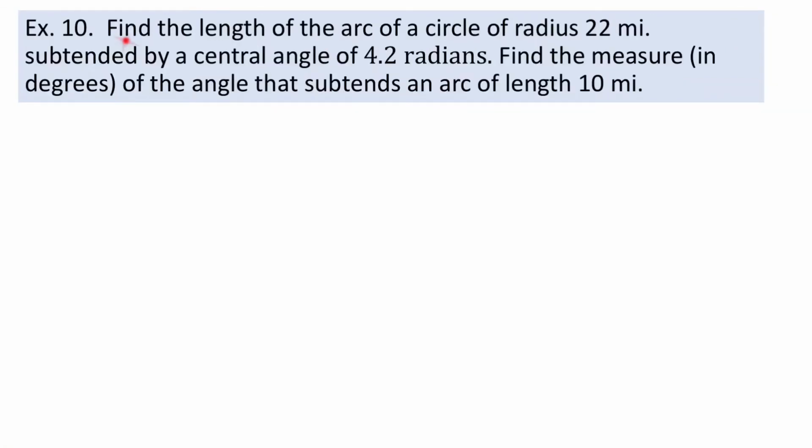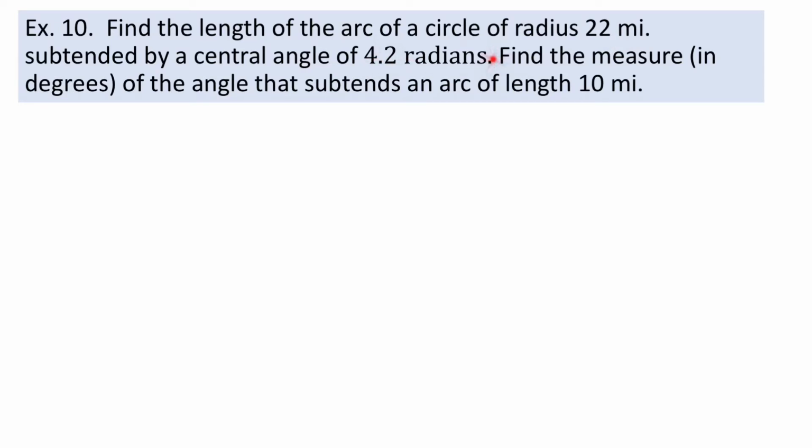So this example says find the length of the arc of a circle of radius 22 miles subtended by a central angle of 4.2 radians. Find the measure in degrees of the angle that subtends an arc of length 10 miles. So this is two problems. All right, so let's do the first one. Find the length of the arc of a circle of radius 22 miles subtended by a central angle of 4.2 radians. So I'm going to make a sketch.